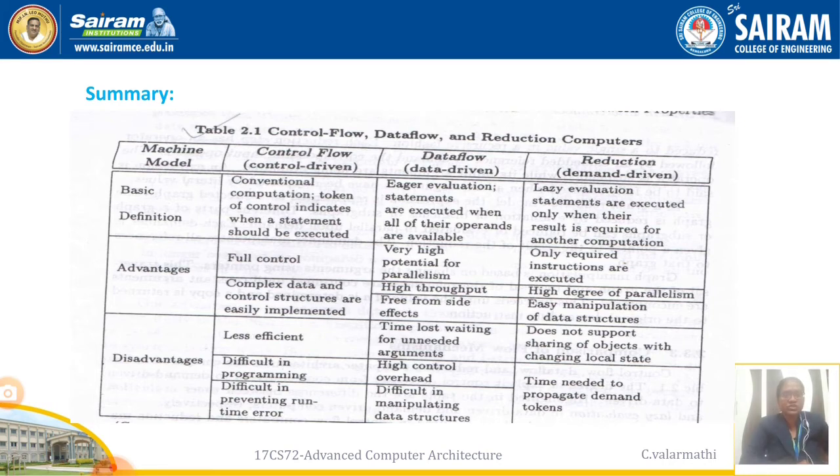The first definition is conventional computation, control flow. The token of control indicates when a statement should be executed. In the data flow mechanism, it is eager evaluation: statements are executed when all their operands are available. This is the basic definition of data flow.